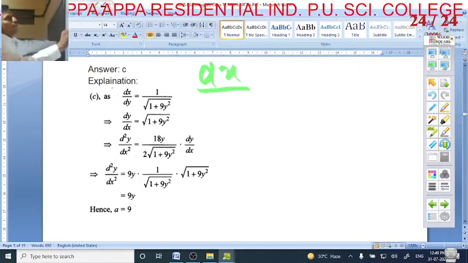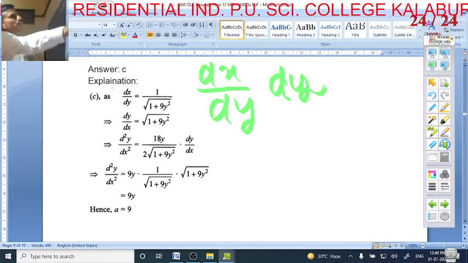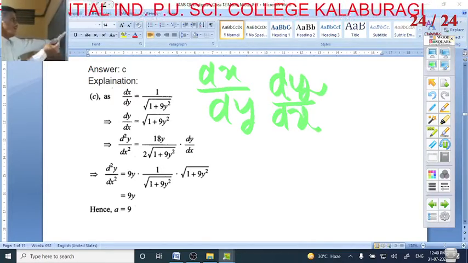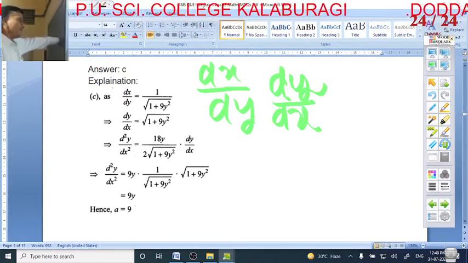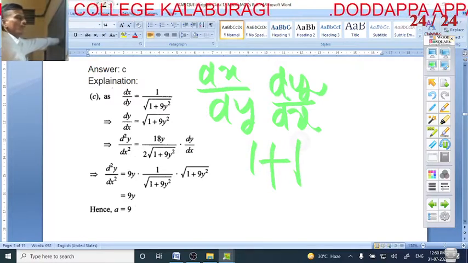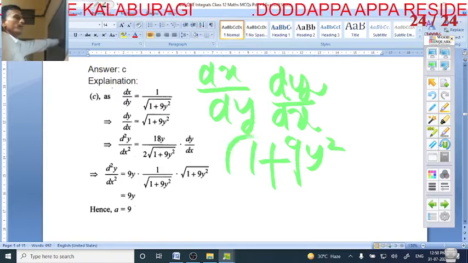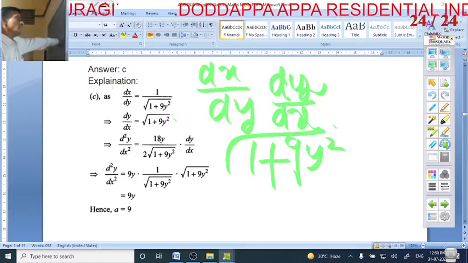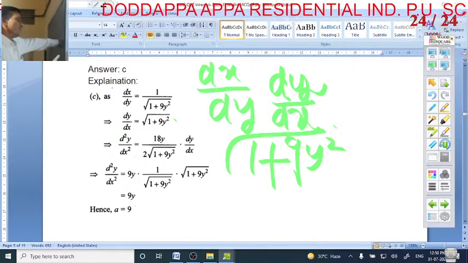So it is dx by dy that is given, and we need dy by dx. So the denominator becomes the numerator. Dy by dx is equal to square root of (1 plus 9y square). Yes. So now this becomes divided by the dx value. Now take the second derivative of this function. How much does it become?